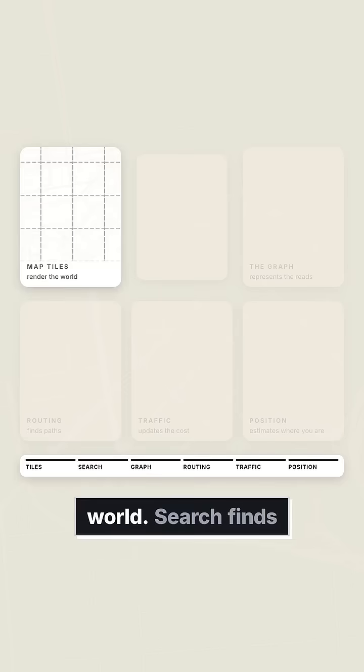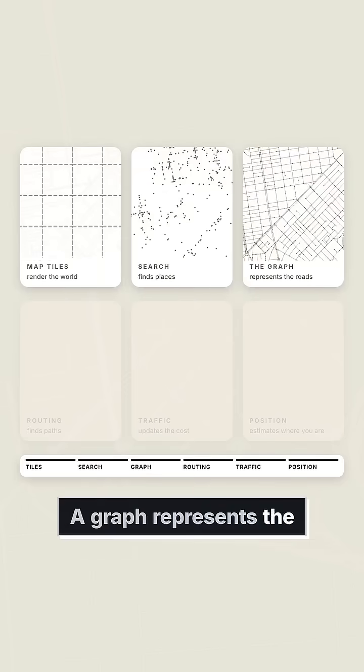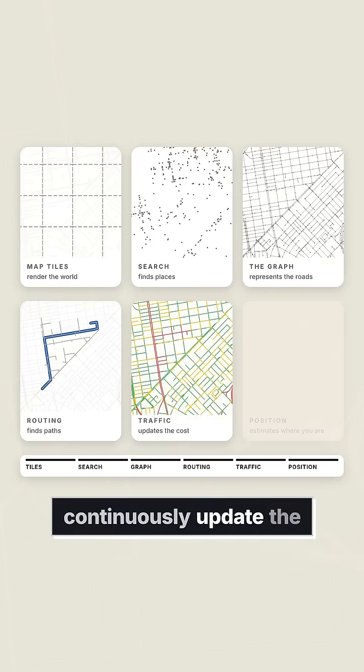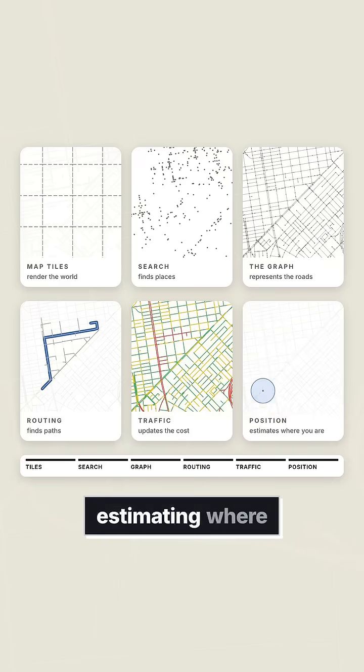So if we simplify Google Maps, it's really several systems working together. Map tiles render the world. Search finds places. A graph represents the road network. Routing algorithms find paths. Traffic systems continuously update the cost of those paths. And your phone keeps estimating where you are.